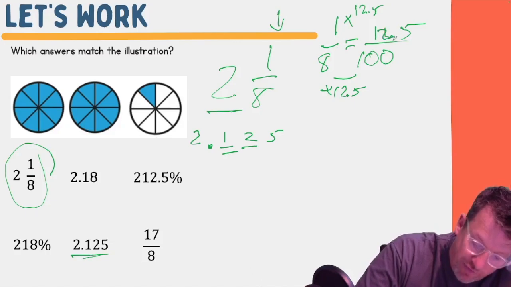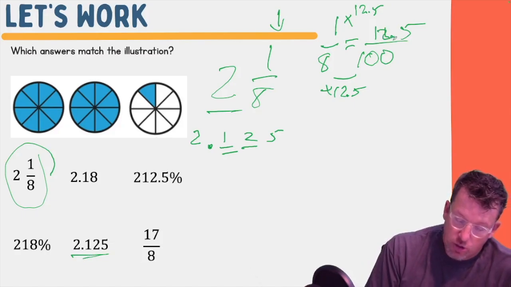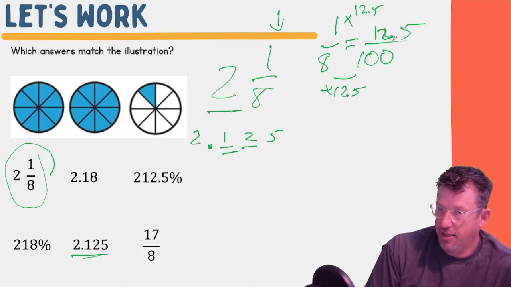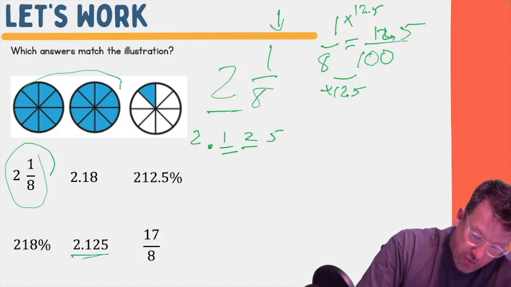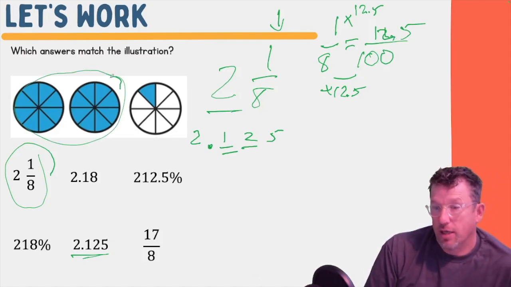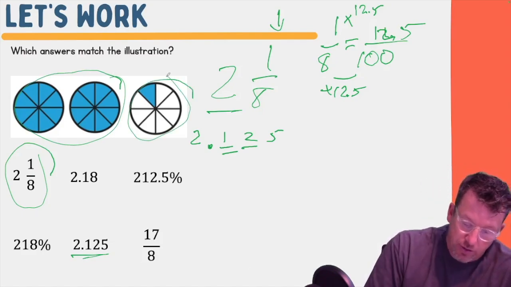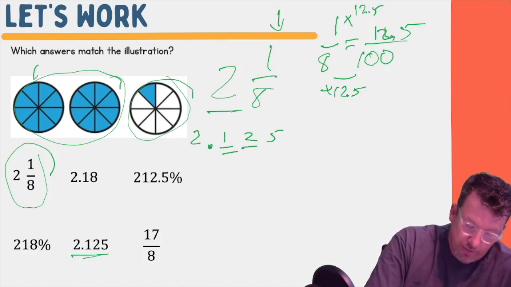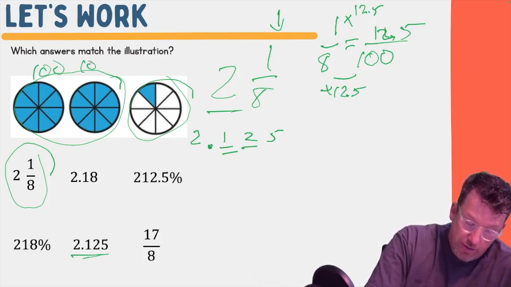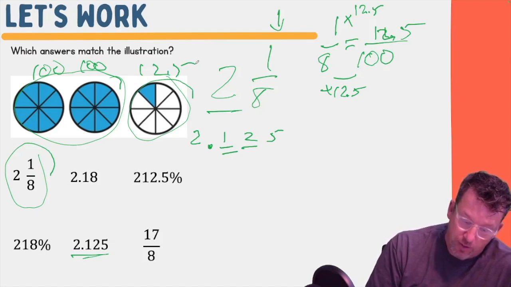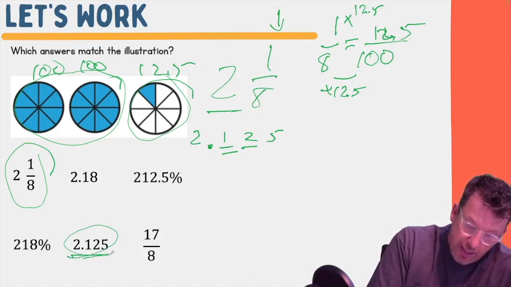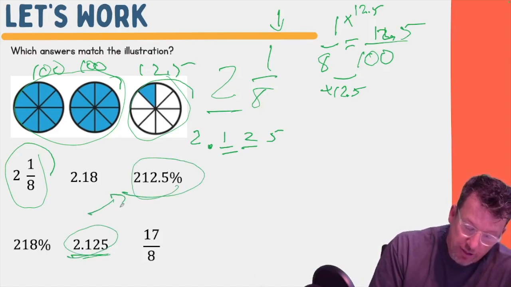Okay. Now, let's go back to this because we did the division and we figured out that 1/8 equals 12.5. Okay, so that would be 12.5%, right? But we also have these 2 wholes. What does 1 whole equal? 100%. What does 2 wholes equal? 200%. And what does this guy equal? 12.5%. So 100% plus 100% plus 12.5% equals what? Well, it equals 212.5%. That guy right there.